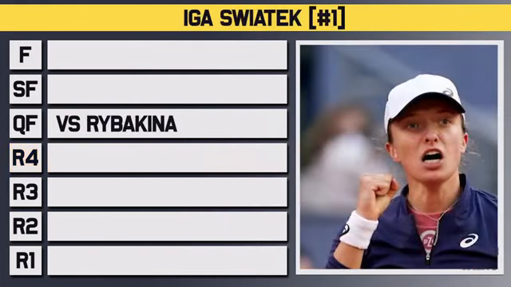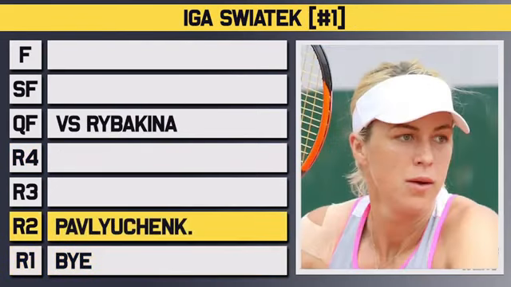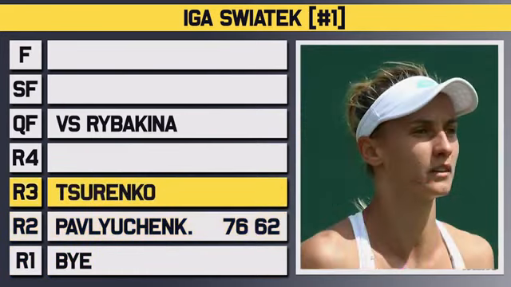Swiatek started the tournament as the number 1 seed and got a bye in the first round. In the second round, she took on Pavlyuchenkova, and this was an absolute clinic for Swiatek, getting through in straight sets 6-love, 6-love. In the third round, she took on Sharenko, and again, Swiatek put a beating on her, only dropping 2 games, 6-2, 6-love, coming back from 2-love down in that first set.